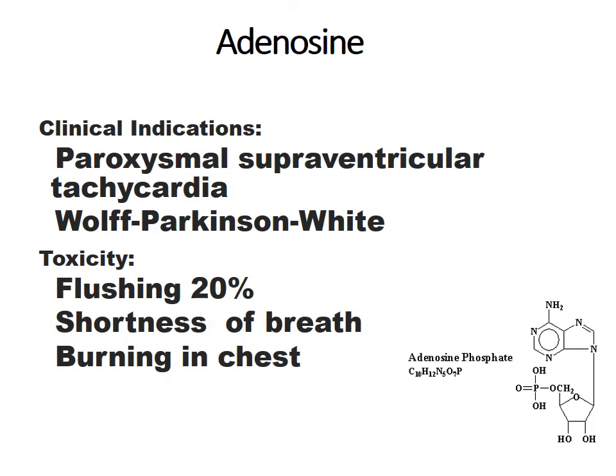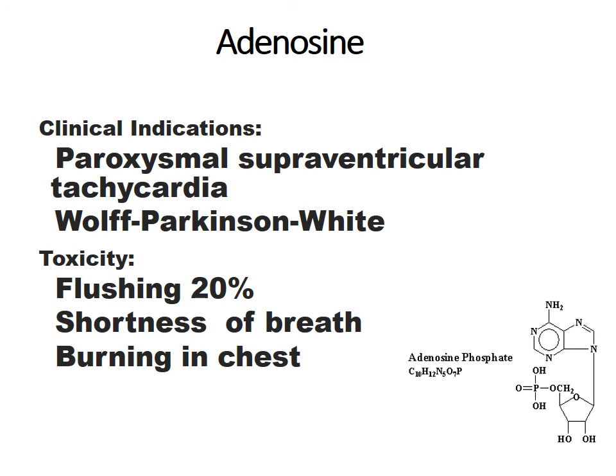Most often you can see it used for Wolff-Parkinson-White, but more frequently for paroxysmal supraventricular tachycardias. As far as toxicity goes, patients are going to feel pretty crummy when they receive this because you're stopping the heart for them. They can have flushing pretty frequently, shortness of breath, and also burning in the chest.